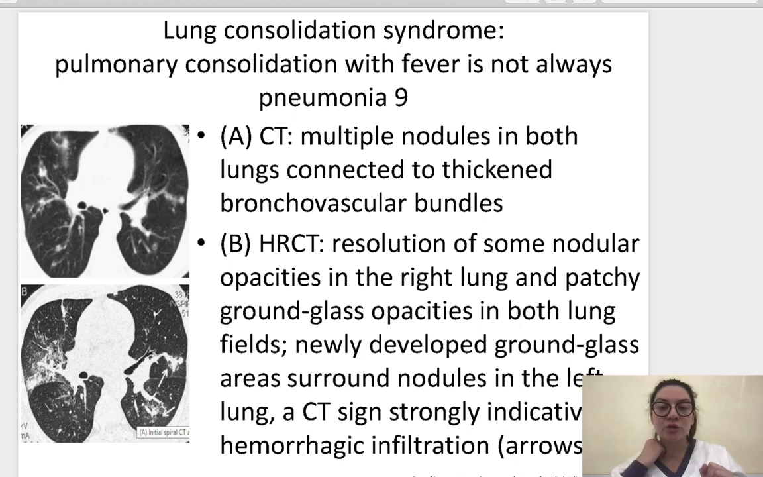there is resolution of some nodular opacity in the right lung and patchy ground glass opacities in both lung fields. Newly developed ground glass areas surround nodules in the left lung, a CT sign strongly indicative of hemorrhagic infiltration. It is shown here by arrows.